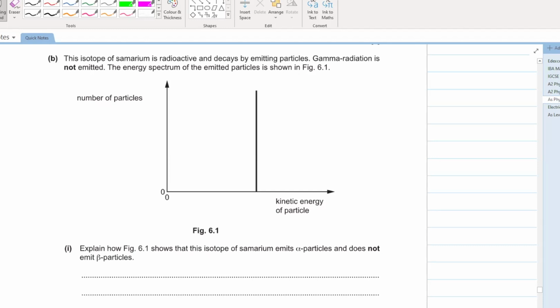Varies. So you can write this here. The kinetic energy of the particles is constant, or you can say it has only one value. Hence, these are alpha particles. And also write about beta particles, that beta particles have a continuous range of kinetic energy. Simple as that, you can write it here.